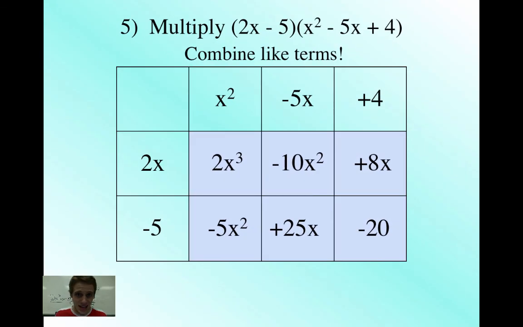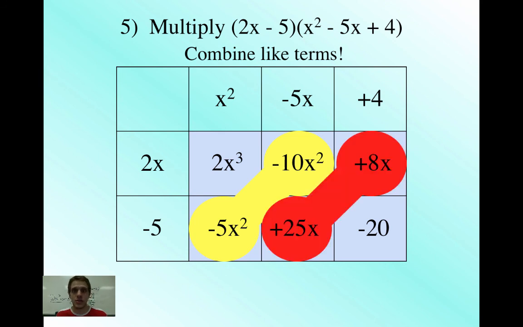So the last step, combine those like terms. Those x squareds are going to combine, and those x's are also going to combine. And you get your final answer. Sweet beans.